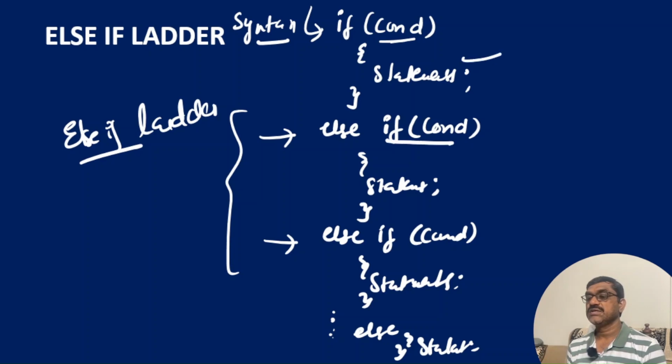Otherwise, it checks another condition. The statements are executed. Otherwise, it checks another condition, and so on. But for the last, we are checking only one, that is called else. Here, it doesn't require an if. So this is the syntax of the else if ladder. After that, we move to the switch statement.